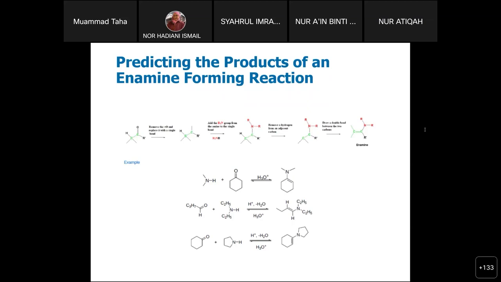You know what happens? These enamine reactions usually take place in total synthesis. These are intermediates. These are used to protect the carbonyl and later regenerate it for the further reactions in the scheme. Okay, these are very important reactions.